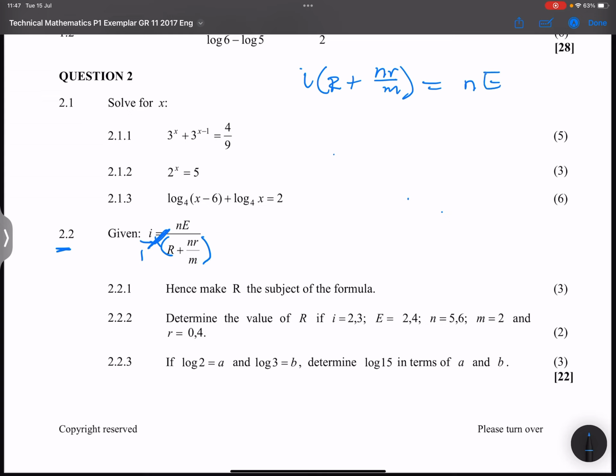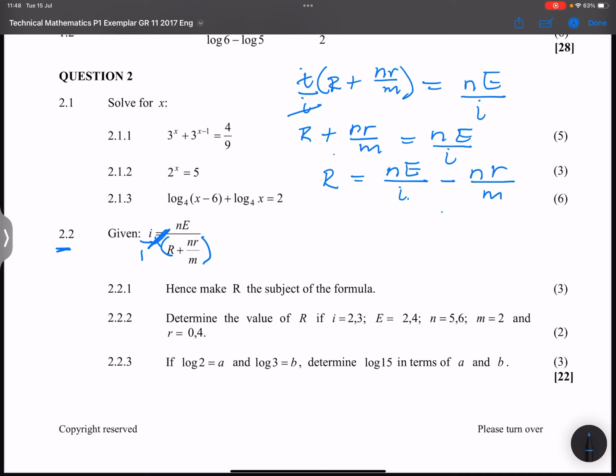We want R to be the subject of the formula, so I'm going to divide both sides by I. What I do on the left, I do on the right. Now I'm left with R plus NR over M and E over I. And so R would be equal to NE over I minus NR over M. That is how I would have calculated the R.